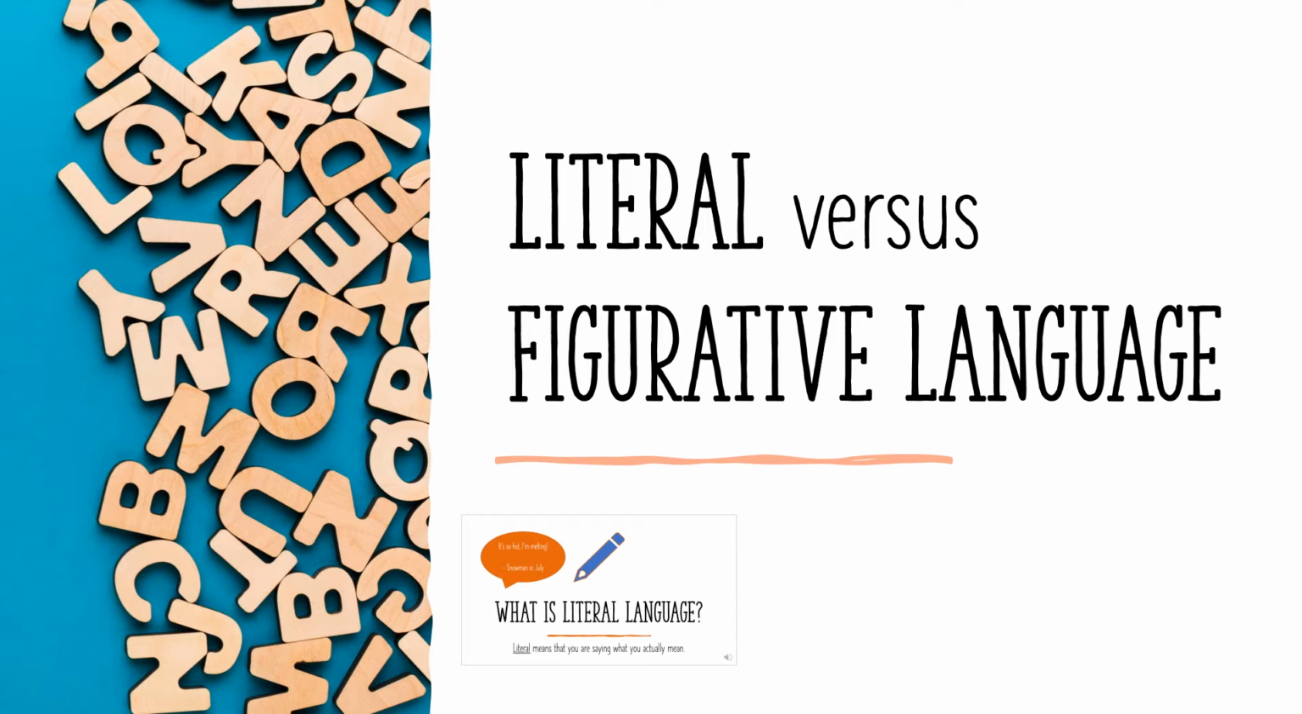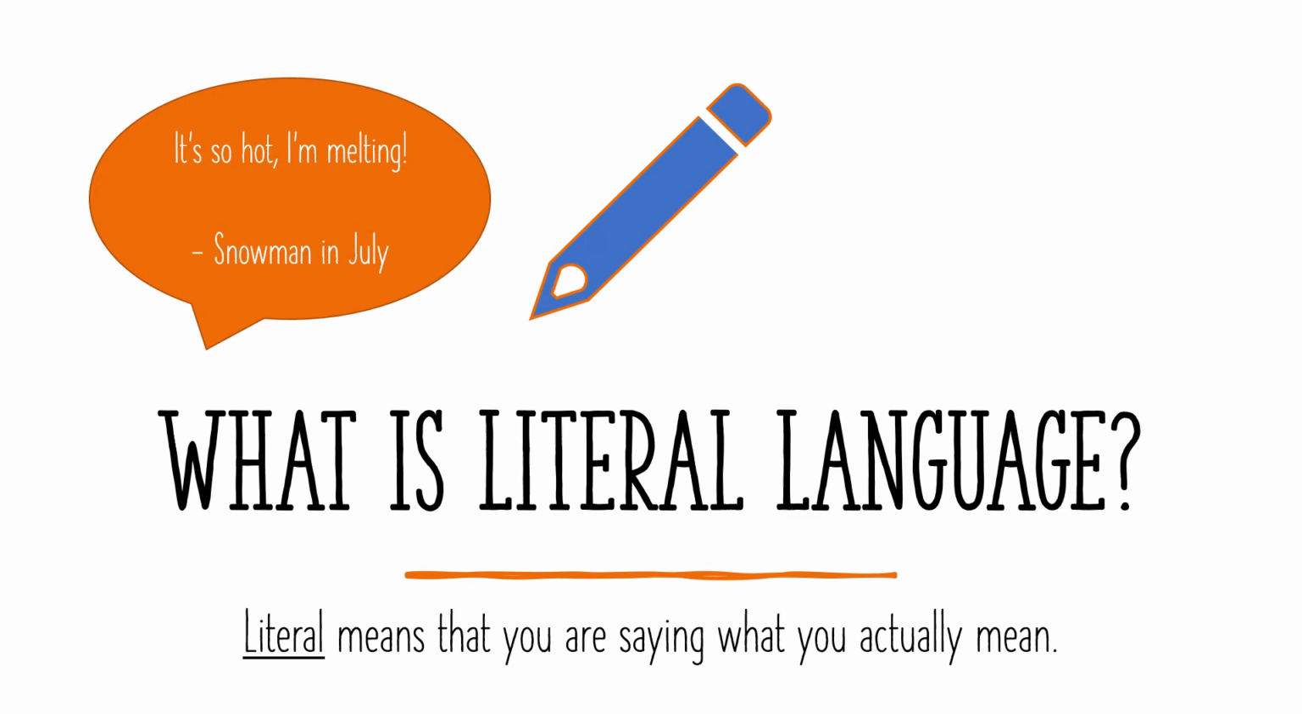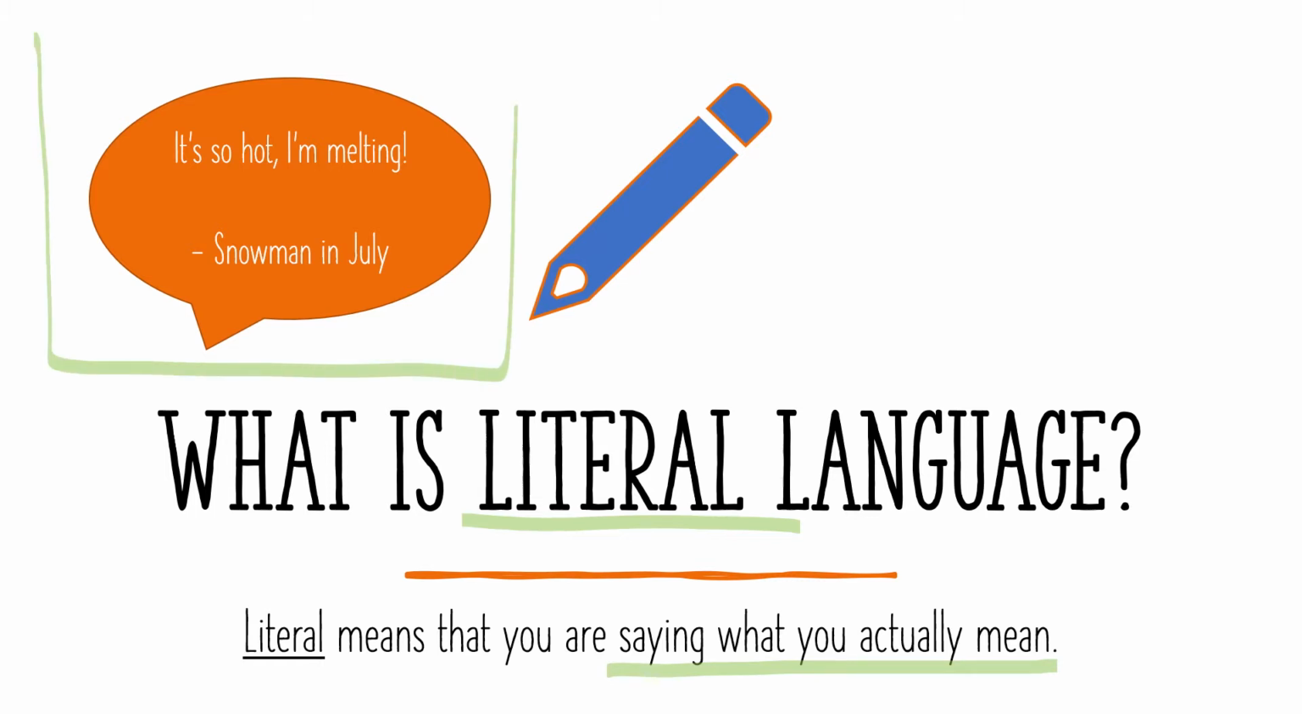meaning in our texts. So to kick it off, we're going to talk about the difference between literal versus figurative language. What does it mean when we say literally, and what does it mean when we say figuratively? Well, literal language means that you are saying what you actually mean. So in this example up here, it says, "I'm so hot, I'm melting," says the snowman in July. So if we're being literal, then the snowman is actually melting, right? He's turning into water. And that would make sense for a snowman.